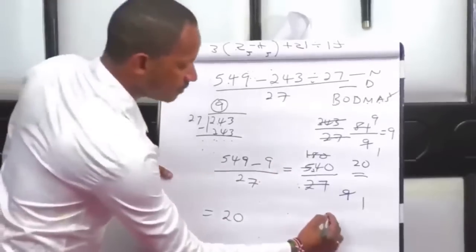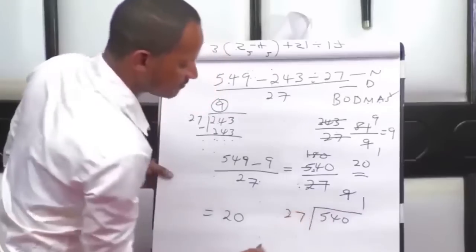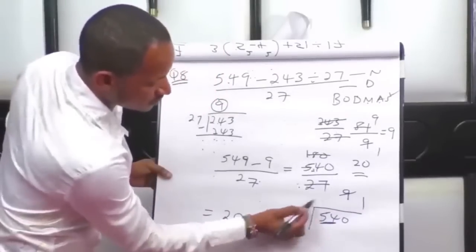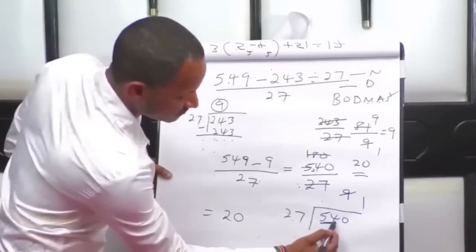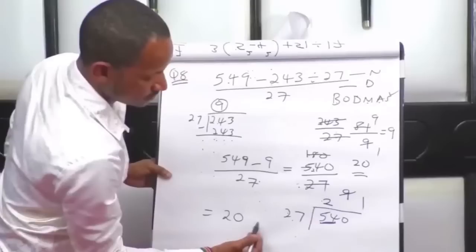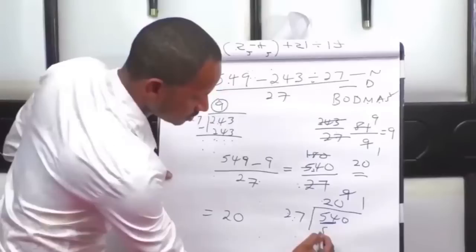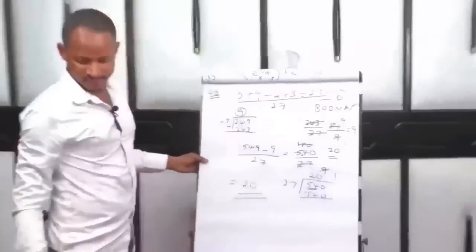Or long divide, 540 divide by 27. 27 goes into 54 twice. Then it goes into 0 0 times, which is 540. 0 0 0. So our answer is 20.